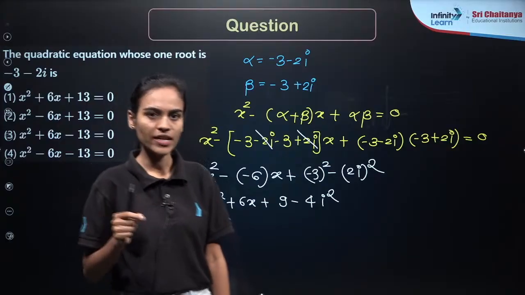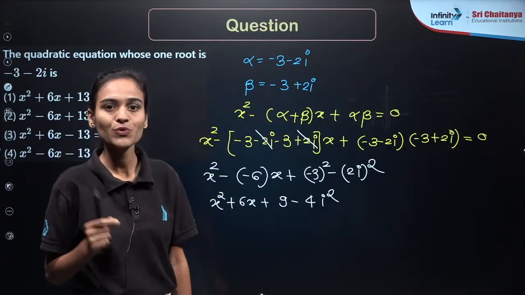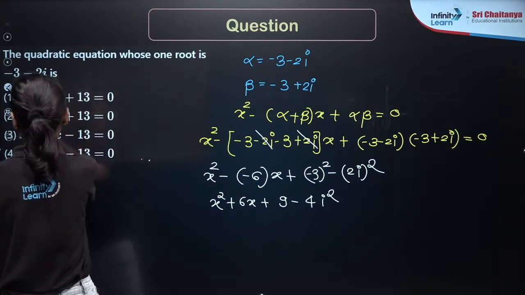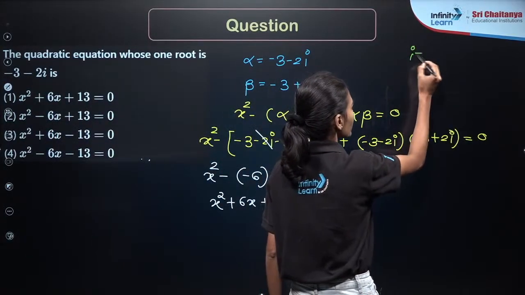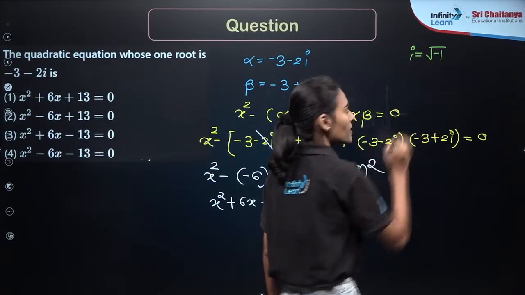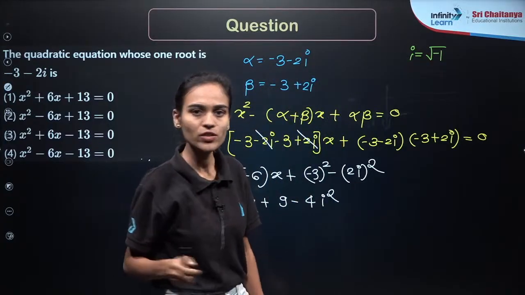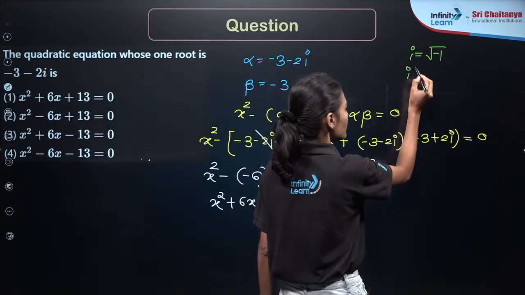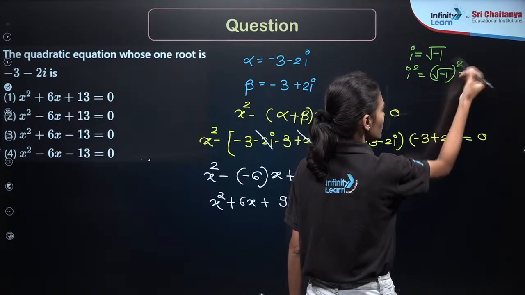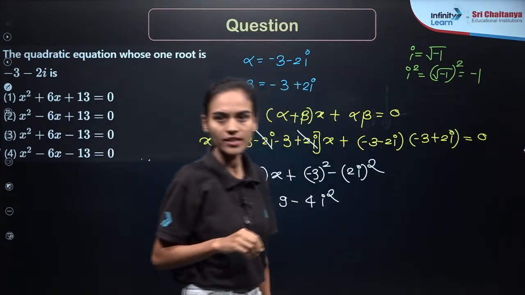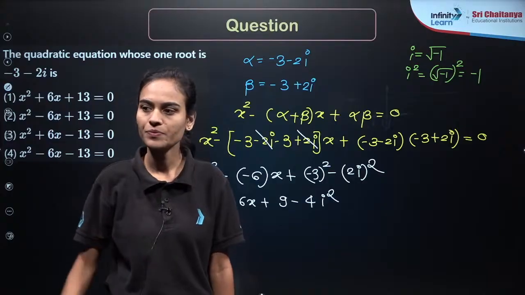Now i means imaginary number, right? So the value of i is square root of minus 1. It is an imaginary number, the value is root minus 1. Then what will be the value of i square? i square is nothing but root minus 1 whole square. And what is root square? The number itself, right? Root means the power is half.